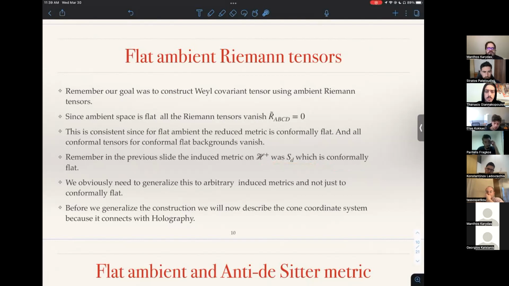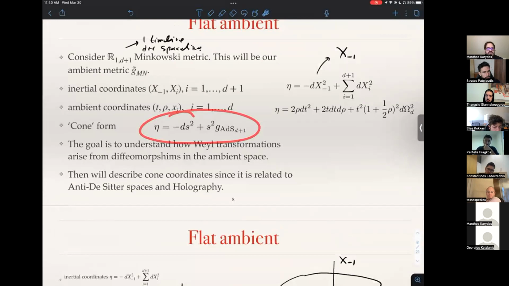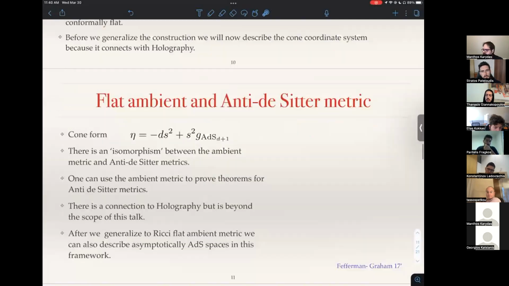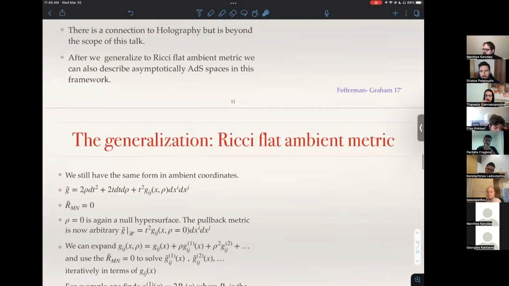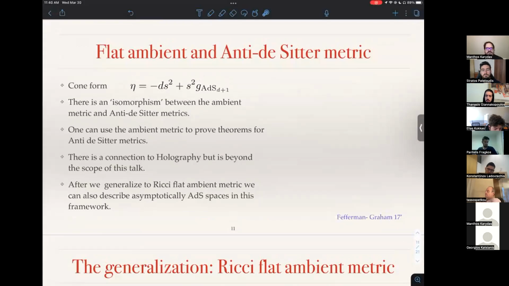And so what we need to do is to generalize this so we don't have only conformally flat metrics, just the sphere metric. We just need to have arbitrary metrics. And that is possible. Before I make this generalization, let me describe the cone metric that I mentioned. It's the third coordinate system here, because that's important for physics, since it connects with holography. I want to mention it here. So I will do that after the generalization.